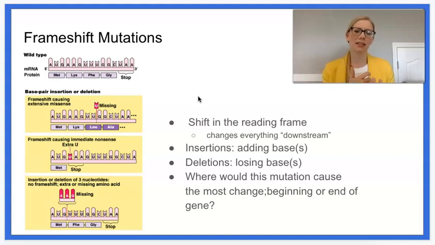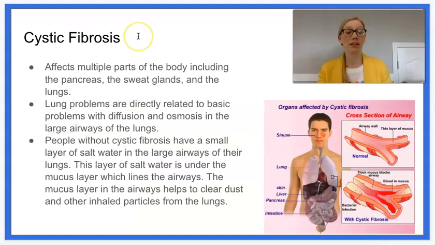So I think it's always good to think about where this mutation would probably have the biggest effect. Would it have a worse effect at the beginning or the end of a gene? Well, typically it would be at the beginning of a gene, right? Because where this insertion or deletion happens, everything after it is going to be affected. And so the earlier on in your gene that it happens, the more things are going to be affected by it. So for frame shift mutations, the earlier in the sequence they occur, typically the more detrimental or bigger the change that we see.